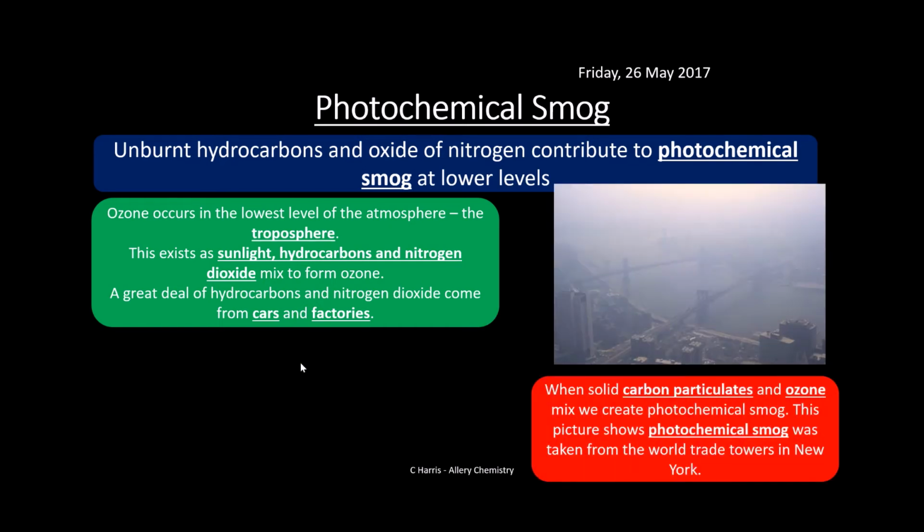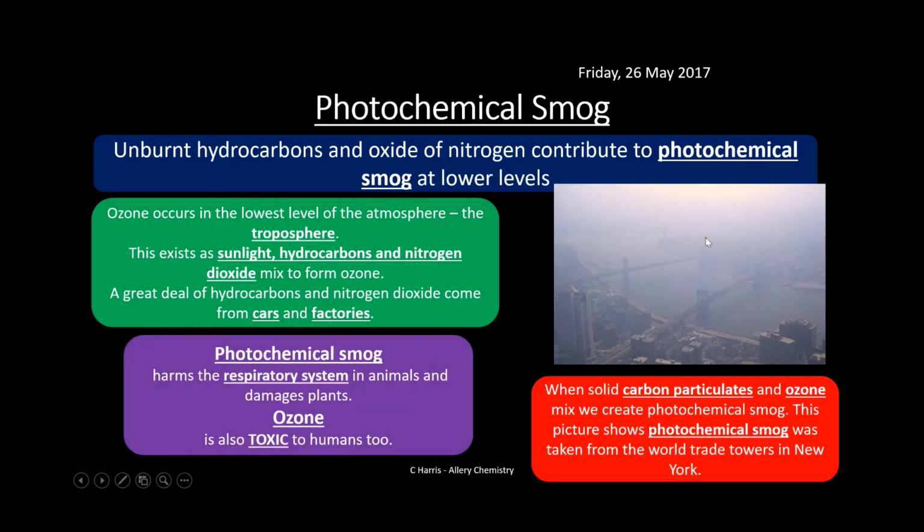When solid carbon particulates and ozone mix, we create this photochemical smog. This picture shows some photochemical smog from what was then the World Trade Towers in New York, and you can see the haziness here. That is photochemical smog. It harms the respiratory system in animals and damages plants as well. Ozone is useful in the upper atmosphere, but not in the troposphere. It's toxic to humans, so we shouldn't be breathing it in, but it is being formed because of this mix of sunlight, hydrocarbons and nitrogen dioxide.